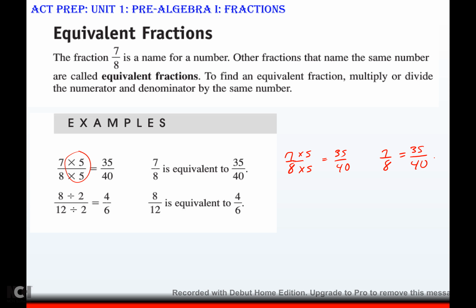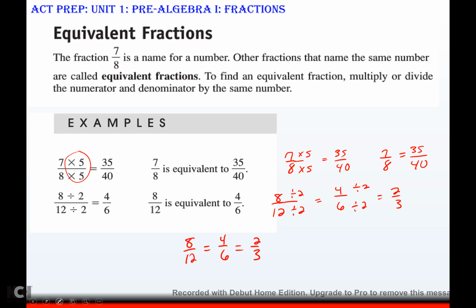Okay. You can also make things smaller. They took 8/12 and they said, well, they're both even, so I can divide the top and the bottom by 2, which would give me 4 over 6. You could actually do it again. So 8 over 12 is equivalent to 4 over 6. I could do it again. Divide by 2, that's equivalent to 2/3. I could keep doing this all day long and come up with more and more equivalent fractions.